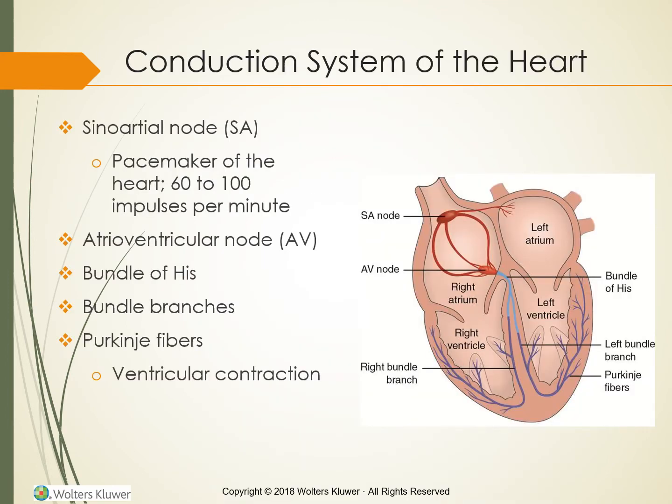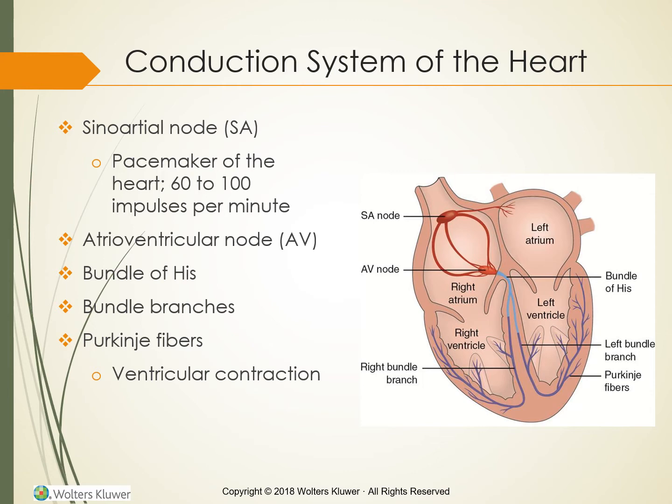The conduction system of the heart. The conduction system, which plays a role in the cardiac cycle, sustains the electrical activity of the heart. It consists of the SA node, sinoatrial, the AV node, atrioventricular, and bundle of His, H-I-S, bundle branches, and Purkinje fibers. The SA node is an area of nerve tissue located in the posterior wall of the right atrium. The SA node is called the pacemaker of the heart because it initiates the electrical impulses.